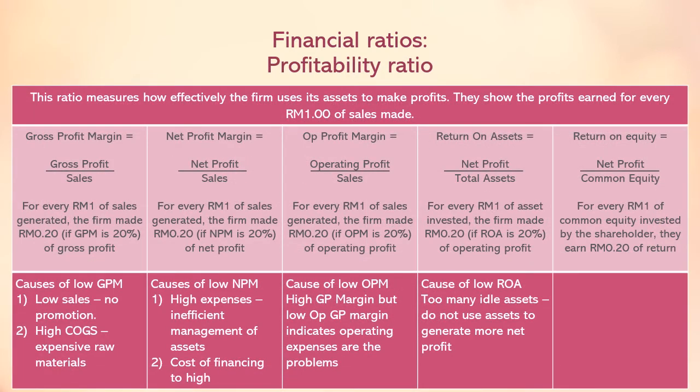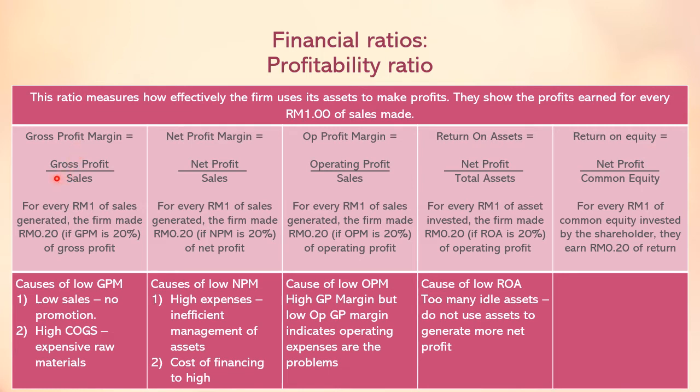Next, we look at the profitability ratio. This ratio measures how effectively the firm uses its assets to make profit. It shows the profit earned for every ringgit of sales made. So we have GPM, NPM, OPM, ROA, and ROE.